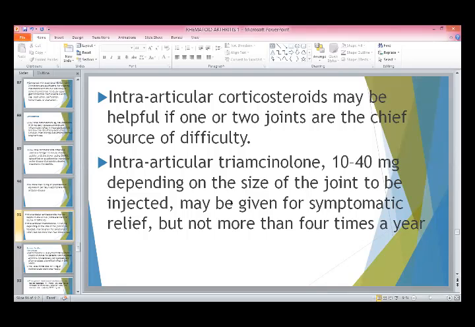For example, if a small joint is involved, we can use 10 milligrams. If the knee or shoulder joint is involved, we can go up to 40 milligrams. So the dose varies between 10 and 40, depending upon the size of the joint, given usually 4 times per year.